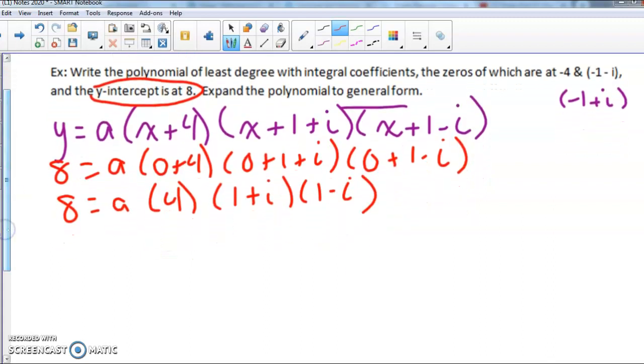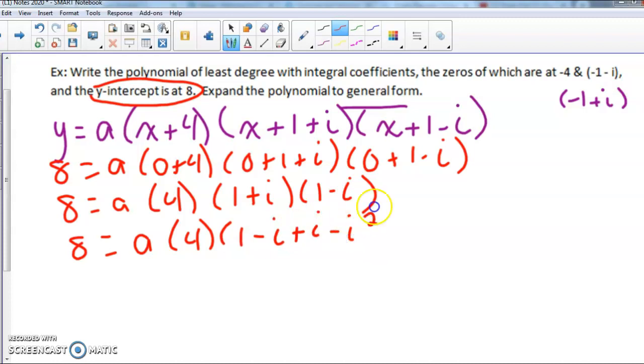Now, with those i's, that's not as friendly, but like I've told you so many times, the hard part about quarter 3 is because I'm constantly asking you to refresh your brain with things we've done before. We've done multiplying imaginary numbers. Now, I'm going to choose to multiply those imaginary numbers together first before I deal with that 4. So if I'm foiling that, I get 1 minus i plus i minus i squared.